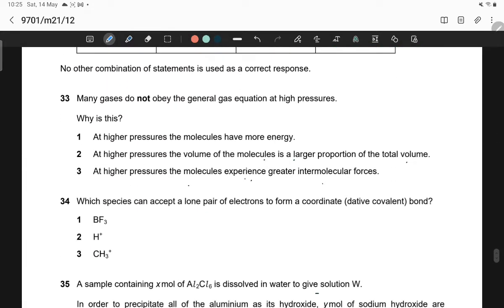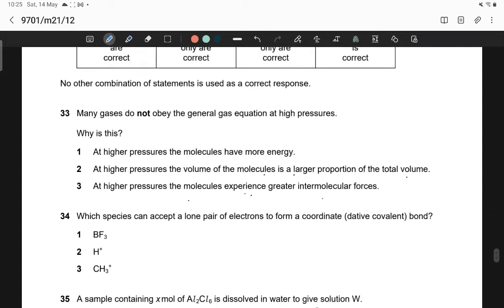Now the next is question 33. Many gases do not obey the general gas equation at high pressure. Why is this? At high pressures the molecules have more energy.